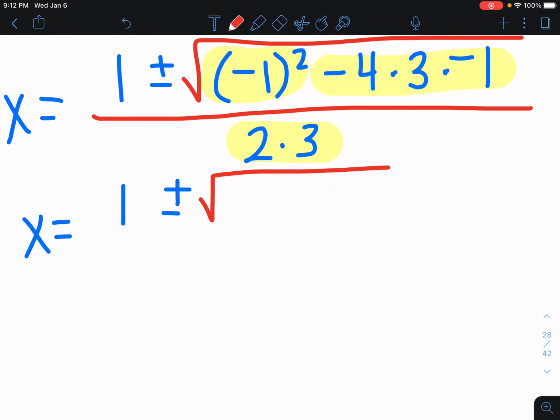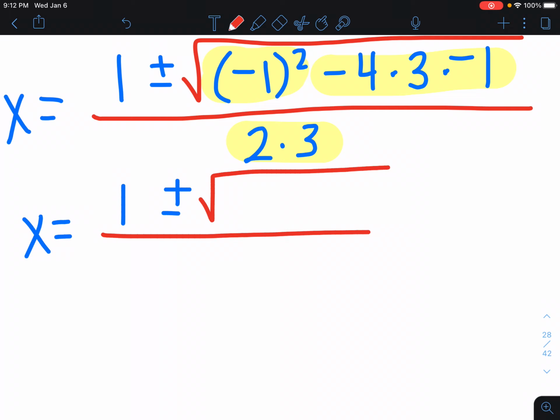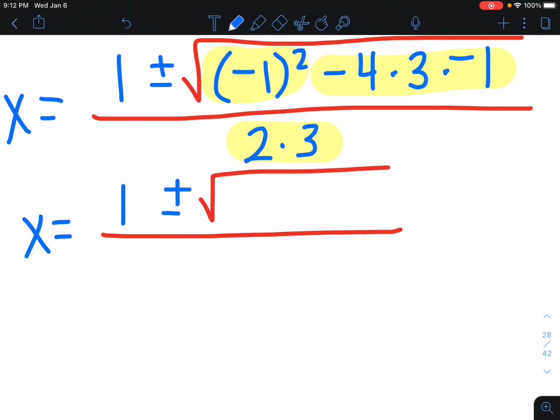So -1 squared should be 1. Remember what I said, when you have that b squared, when you square a number, it's going to be positive. So 1. And then -4 times 3 times -1, that'll be positive 12, so plus 12. Denominator, 2 times 3, we'll get 6.